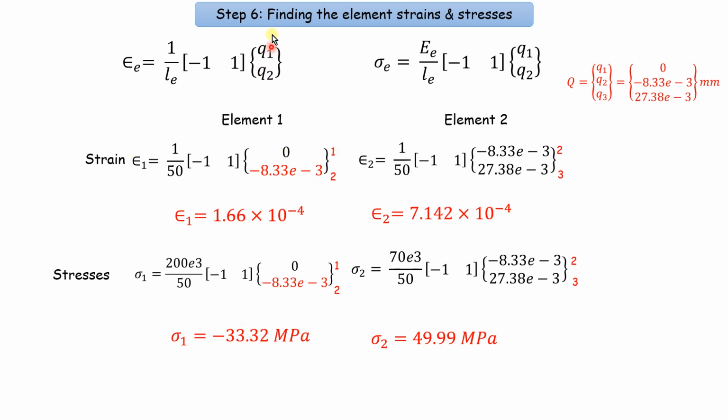With respect to element 1, what are the nodes? 1 and 2. So you need to use displacements q1 and q2. Substitute the values of q1 and q2 here, and this is 1 upon 50, the length of the element, times minus 1 1. Multiply this out and you will get the strain in the first element as 1.66 into 10 raised to minus 4. Similarly, you do it for the second element. What are the node numbers for the second element? 2 and 3. So you need to use the displacements q2 and q3 here, which you determined in the previous slide using the elimination approach for the boundary condition.